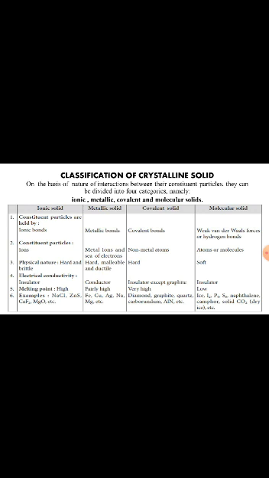and non-polar molecules such as Cl2, H2, I2, etc. Second, polar molecular solid. The bonding force is dipole-dipole interaction. The common examples of these are the molecules having a difference in electronegativity, that is HCl, SO2, urea, etc.